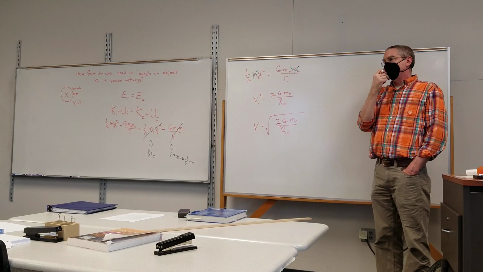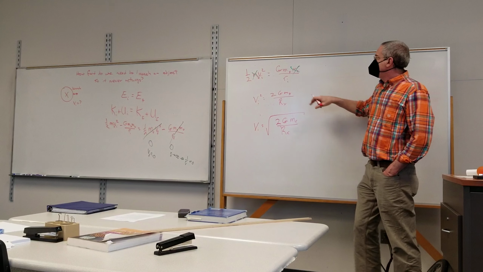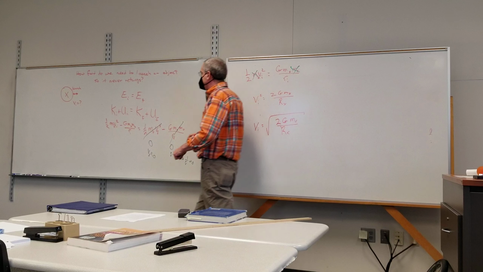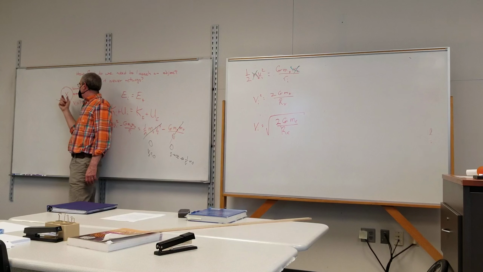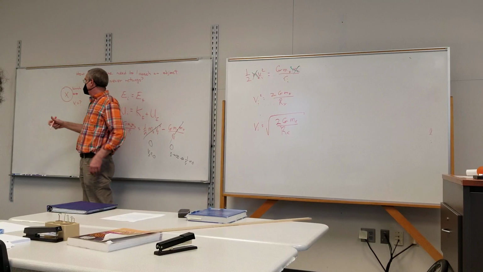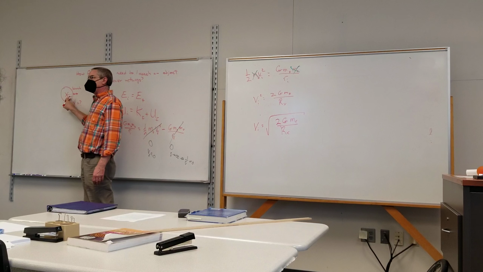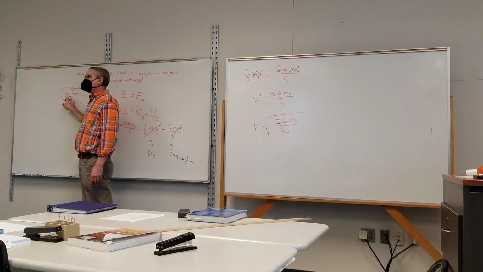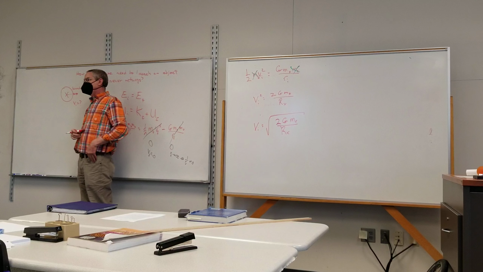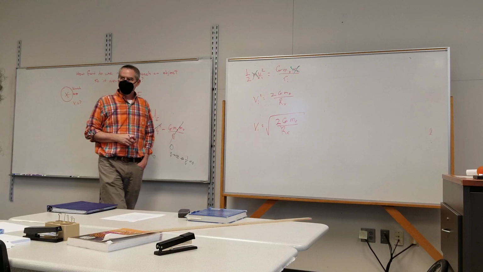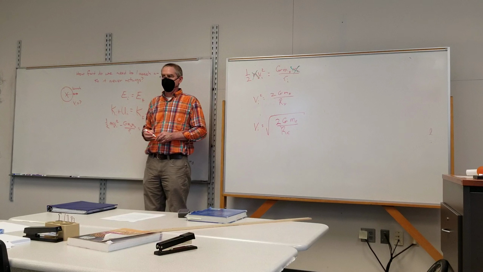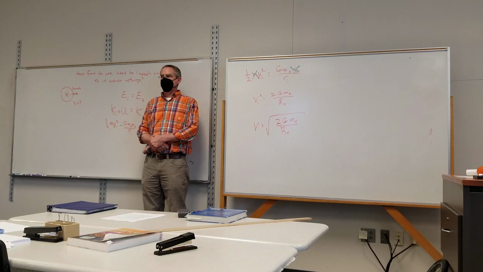Elaine? Now where did the RS come from? That's the RI. R sub I is the initial distance between the object and the planet. And if I'm launching it from the surface, that distance is just the radius of the planet. Oh, okay. So R sub X is just the radius of the planet. Other questions at this point?